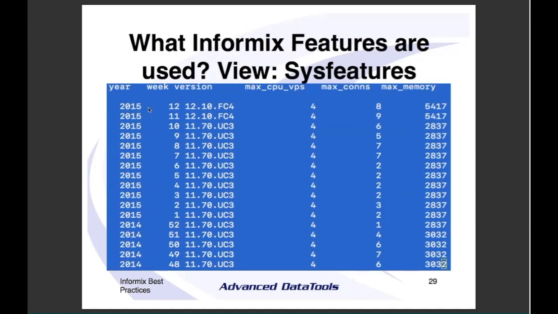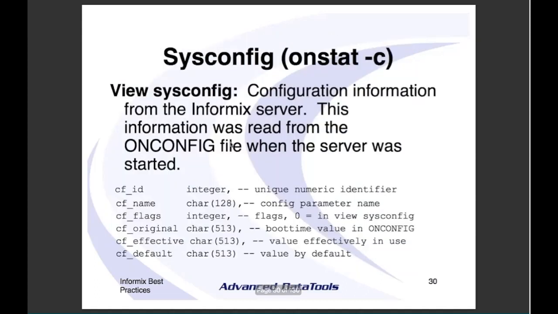And I like to look at the original and the effective to see what has changed since the server was last booted. Has somebody added onconfig CPU VPs? Has AIO VPs been added? And if they have been, then should those be put in the onconfig so they're always there? It's your onconfig in memory.